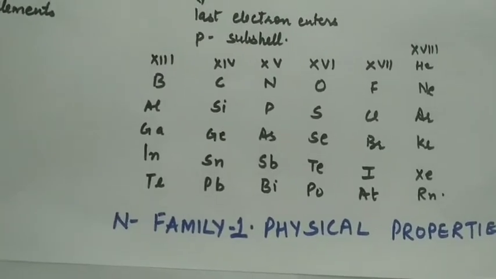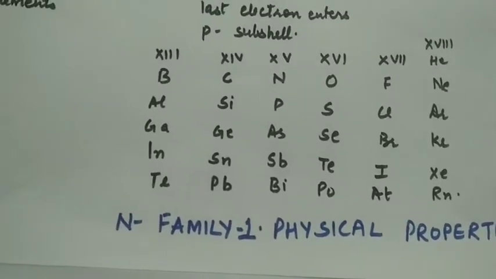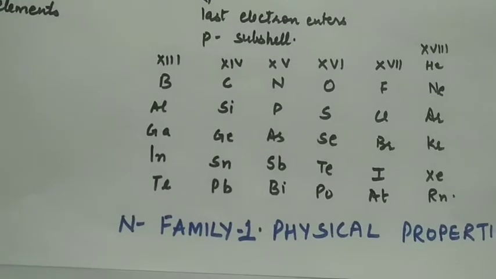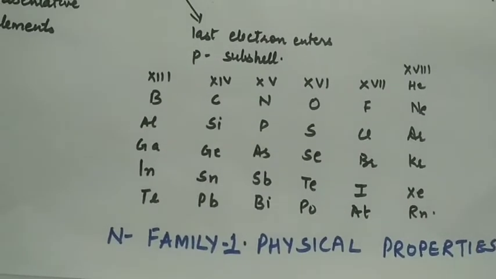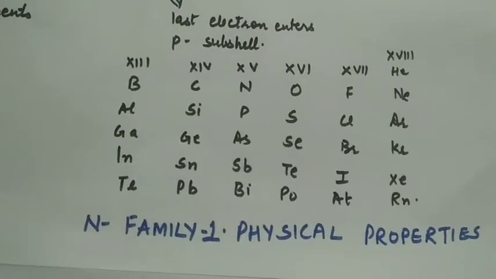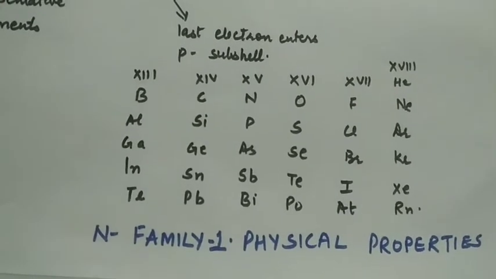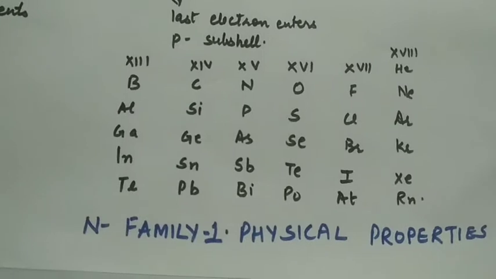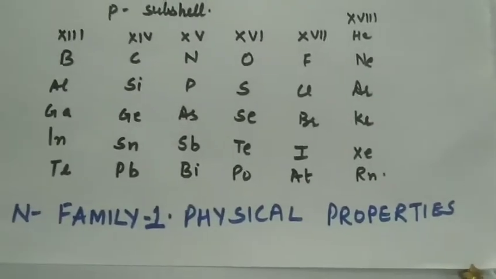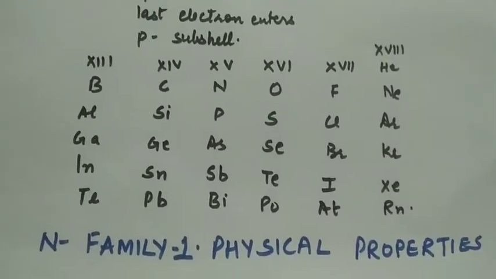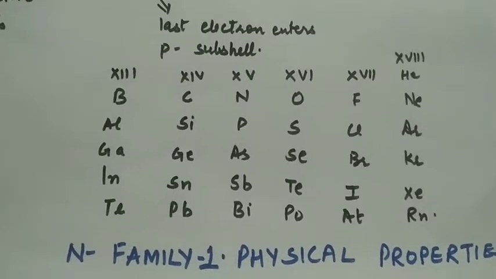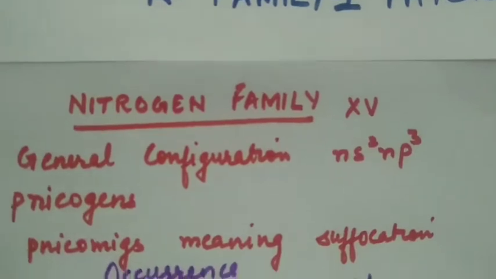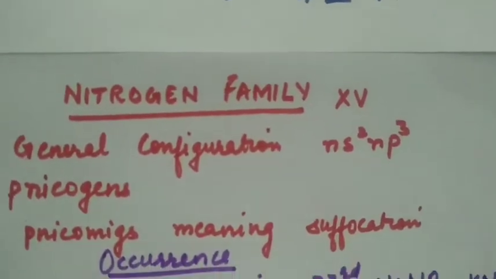The elements of group 13 are boron, aluminium, gallium, indium and thallium. We have already studied group 13 and 14 in class 11. Similarly, group 14 is carbon, silicon, germanium, tin and lead. Today we will be covering group 15 elements: nitrogen, phosphorus, arsenic, antimony and bismuth. So the nitrogen family belongs to group 15.